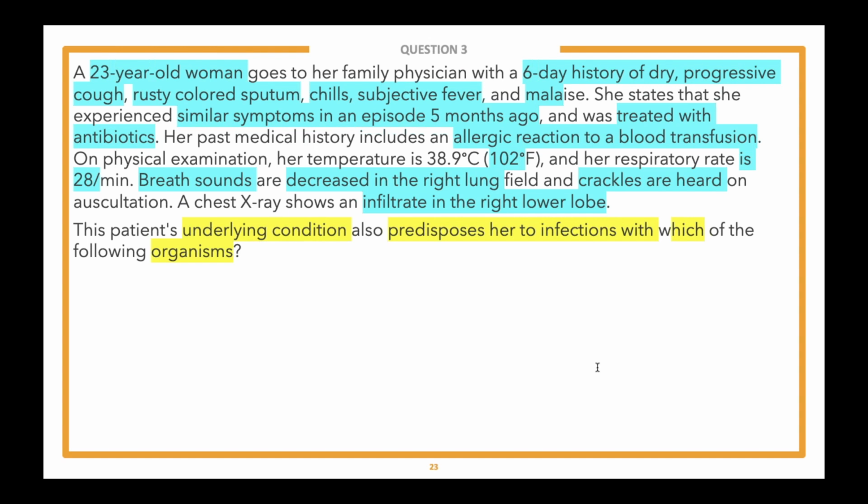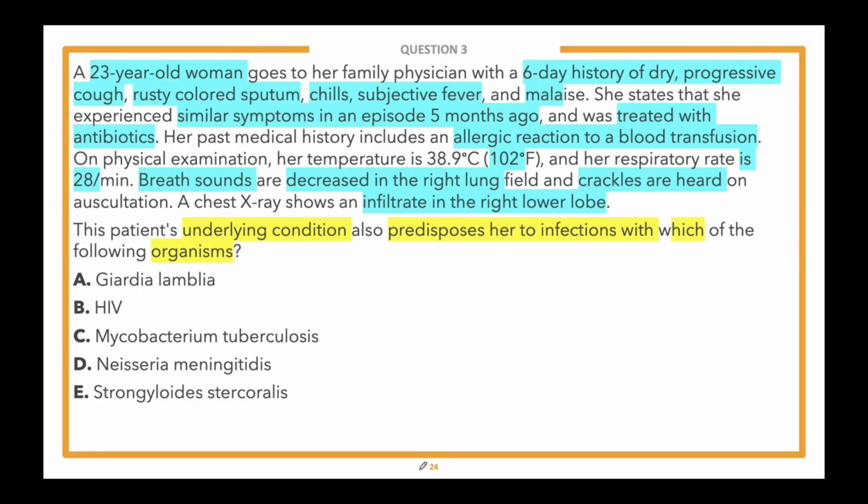So let's go ahead and take a look at those answer choices. Once again, we are going to start at the bottom and work our way to the top. Answer choice E, Strongyloides stercoralis. D, Neisseria meningitidis. C, Mycobacterium tuberculosis. B, HIV. And A, Giardia lamblia. So once again, we are going to open up that poll. Start trying to piece together those clues and select the answer choice that you think is the best answer. We'll talk about it in just a few seconds.